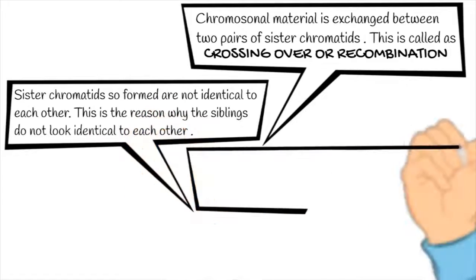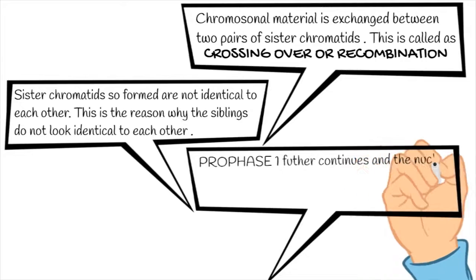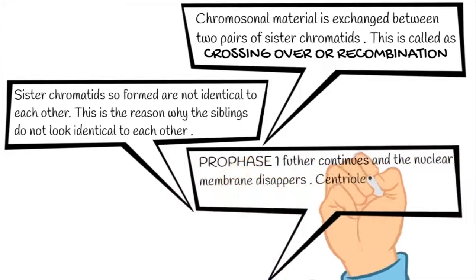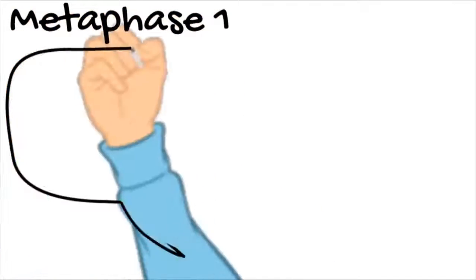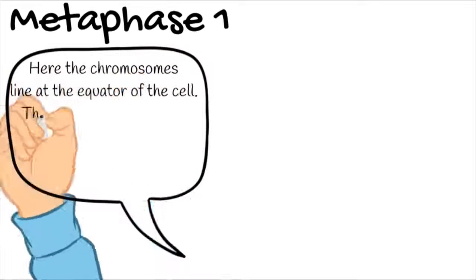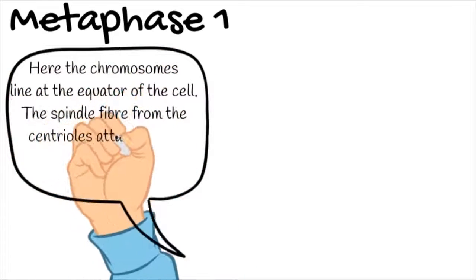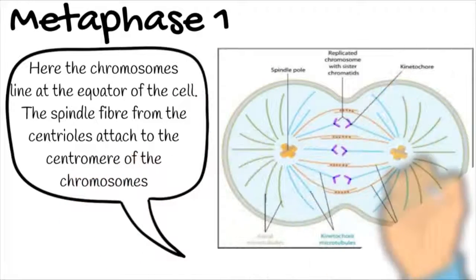Prophase 1 further continues and you see that the nuclear membrane disappears. Centrioles appear and they move to the opposite poles of the cell. The next stage is metaphase 1. Here the chromosomes line up at the equatorial plane of the cell. The spindle fibers from the centrioles attach to the centromere of the chromosome.